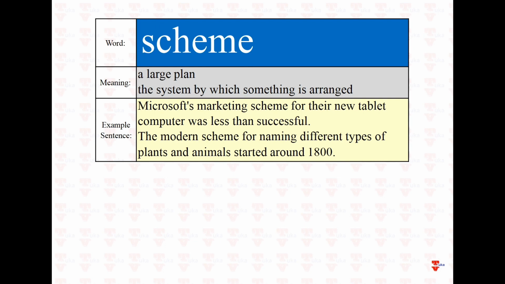Scheme. A large plan, the system by which something is arranged. Microsoft's marketing scheme for their new tablet computer was less than successful. The modern scheme for naming different types of plants and animals started around 1800.